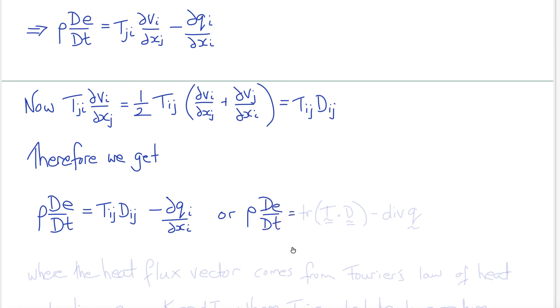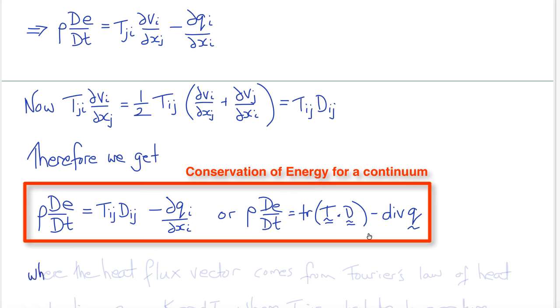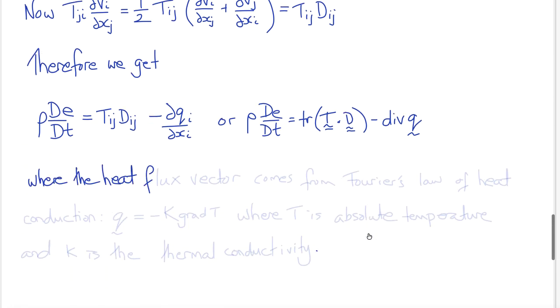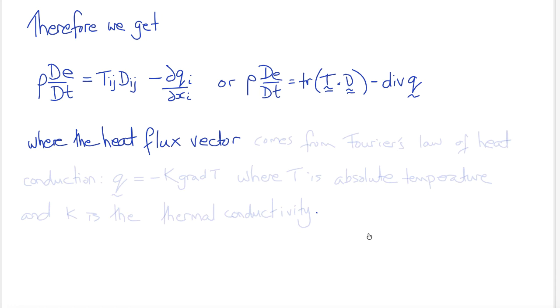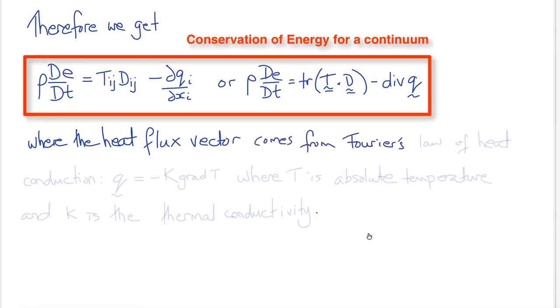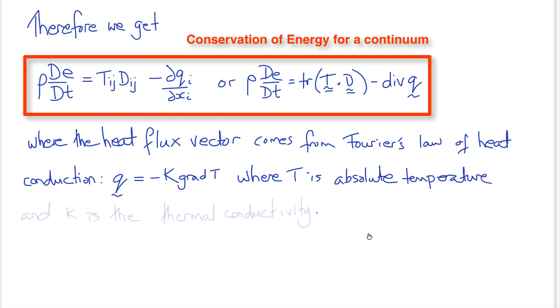rho dE/dt equals the trace of T dot D, this is the stress times the rate of deformation, minus the divergence of Q, the heat flux vector, where the heat flux vector comes from Fourier's law of heat conduction, which states that Q, the heat flux, is equal to minus K times the gradient of the temperature, shown here as T. So T is the absolute temperature, and K is the thermal conductivity.